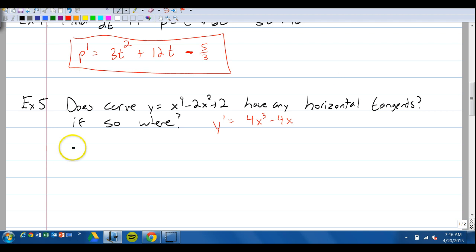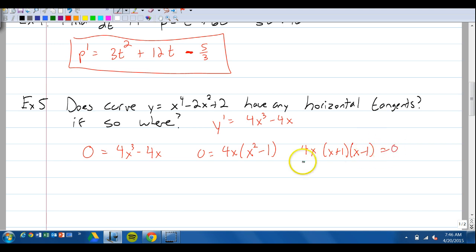And then we're going to take that and say, well, I want to know when the derivative or the slopes are 0. So I'm going to put a 0 in for y prime, because that represents the slope of the curve, and then solve for x. We can factor out a 4x, and we're left with an x squared minus 1. We can factor that more by using difference of squares. So we get x is equal to 0, x is equal to negative 1, and x is equal to 1.